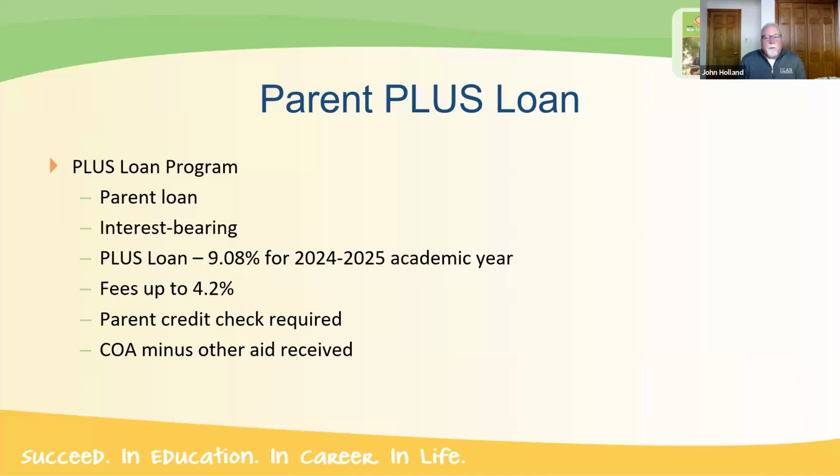Now, this is a loan that's in the parent's name for the student. Notice the interest rate's a little higher. There's some higher fees, up to 4% right off the top. And the parents can actually borrow the full cost of attendance minus any financial aid at the college. So this is one option as far as another loan on top of the Stafford loan.